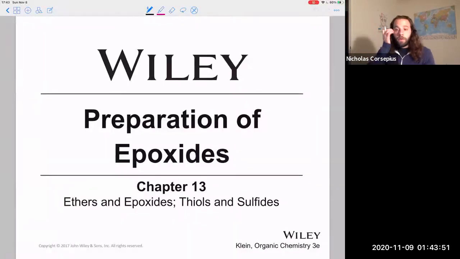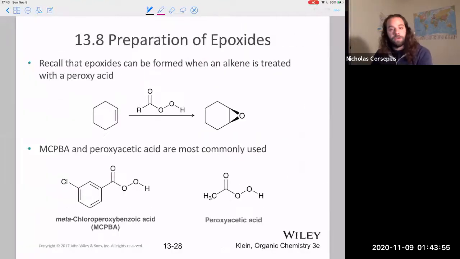All right, so now how do we prepare our epoxides? There's one way that we already talked about, which is using a peroxy acid. Remember, these have the generic formula RCOOOH, right? We've got these three oxygens in a row. These are peroxy acids. These are great for forming epoxides from alkenes, right?